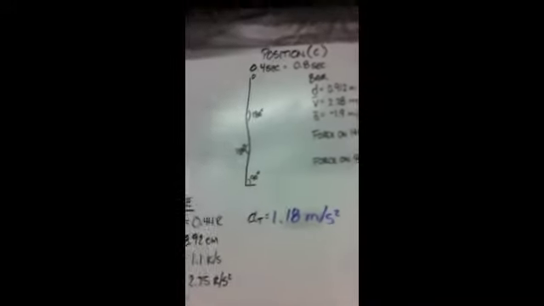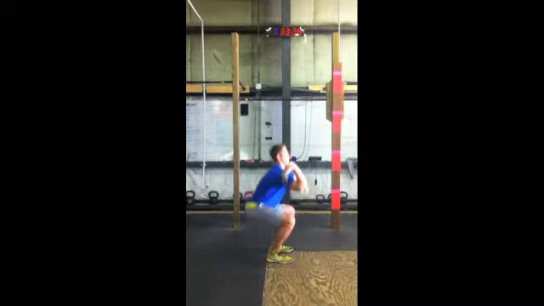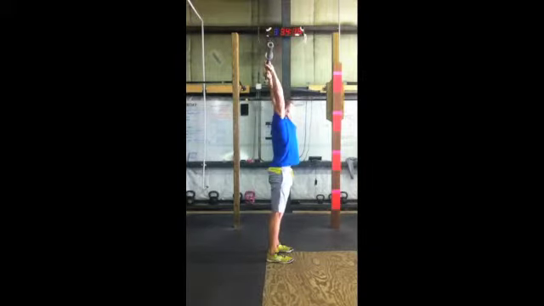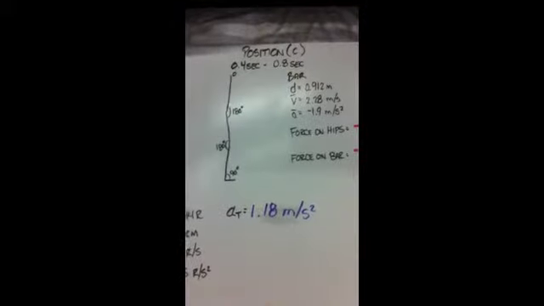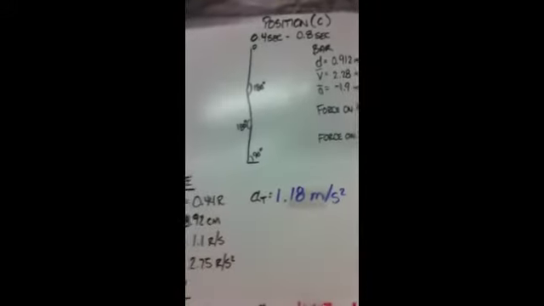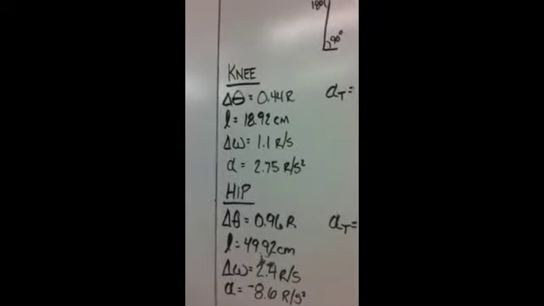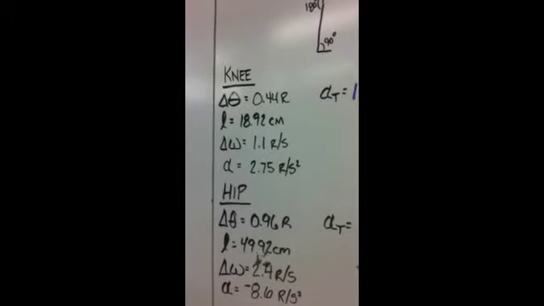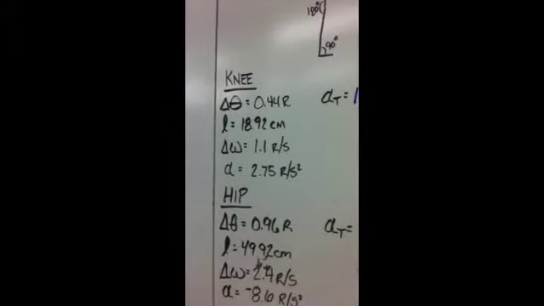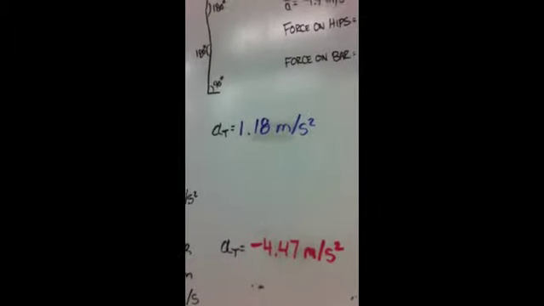As we move to the final position, which is position C, it takes between 0.4 seconds to 0.8 seconds to move from position B to position C. At the knee, I have 0.44 radians of angular displacement, angular velocity of 1.1 radians per second, an acceleration of 2.75 radians per second squared, which gives me a tangential acceleration of 1.18 meters per second squared.